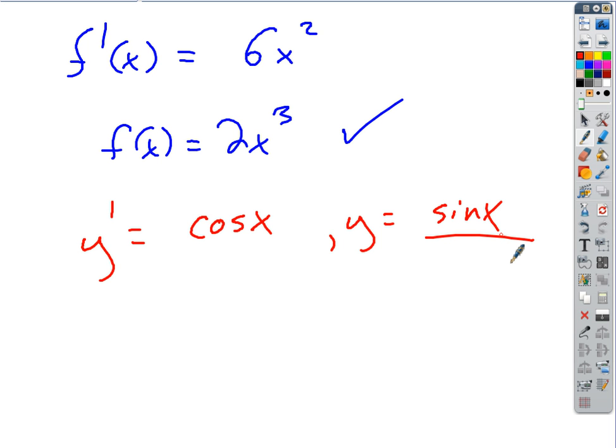Yes, sir. So that is what an antiderivative truly is. It's reversing the process of differentiation. It's asking the question, what would I have to differentiate to get this answer? And now there are a bunch of rules to this, obviously, as you might expect.